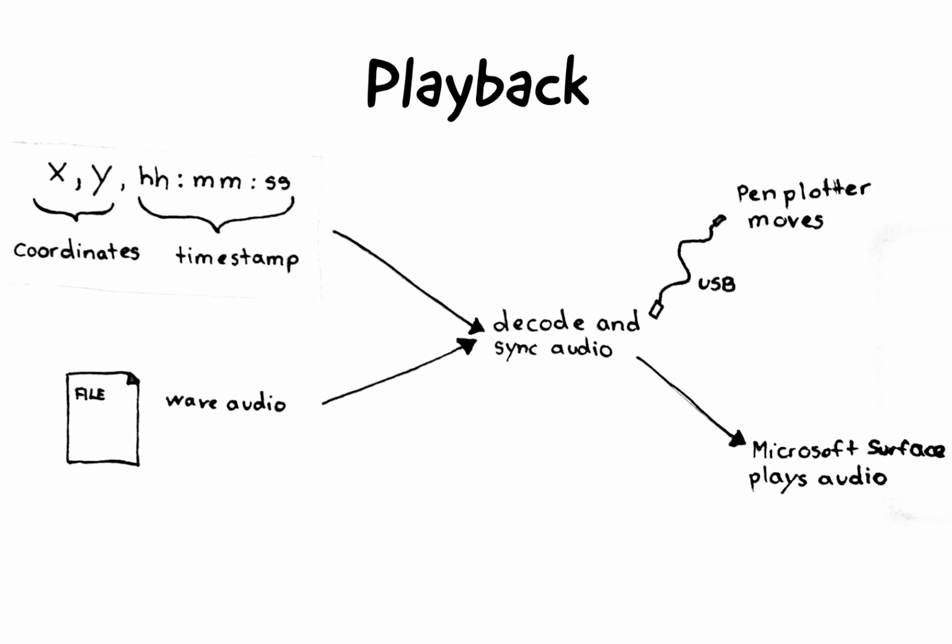On playback, the Ouija software decodes the timestamps and coordinates. It plays back the audio and sends the coordinates as machine instructions to the pen plotter. Here's a brief example of an audiokinetic graphic.